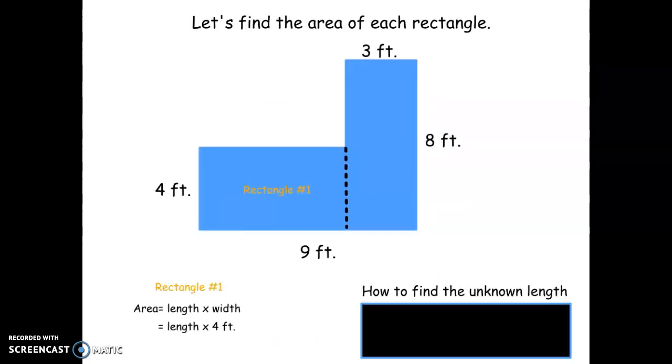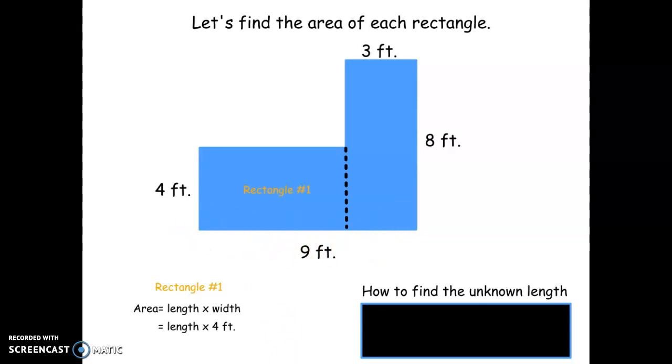All right, now we need to find the area of each rectangle. I've labeled here this very first rectangle. Well, we know to find area, we have to multiply length times width. All right, well, here we have a width of 4 feet, but wait a second. What is the length of this rectangle?